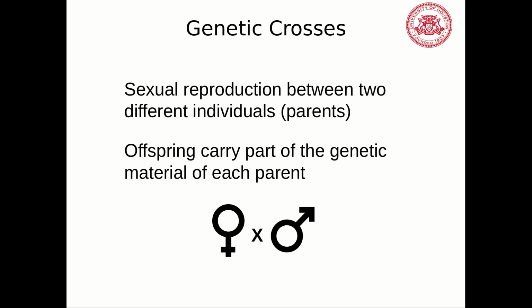All right, so the nomenclature. Sexual reproduction between 2 different individuals, those parents, the P generation, if you want to call it that. They can contain or carry genetic material of each parent. Now, these are the symbols for male and female, so make sure you recognize the left one here is female and the right one is male. Make sure you know those 2 symbols.